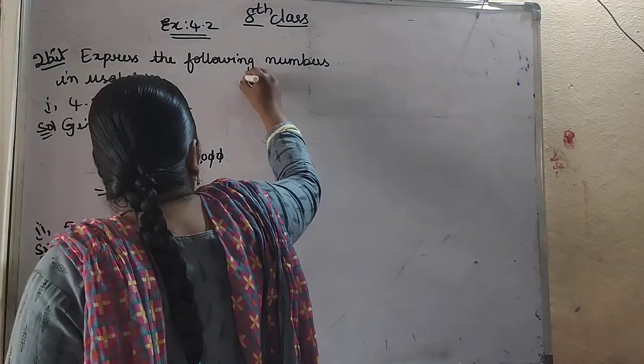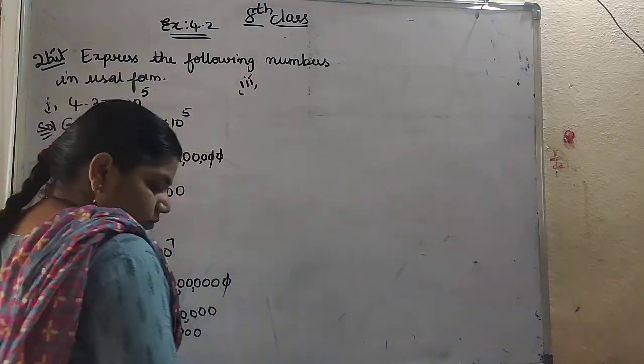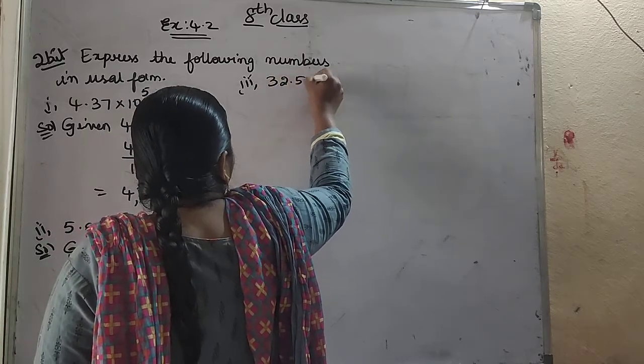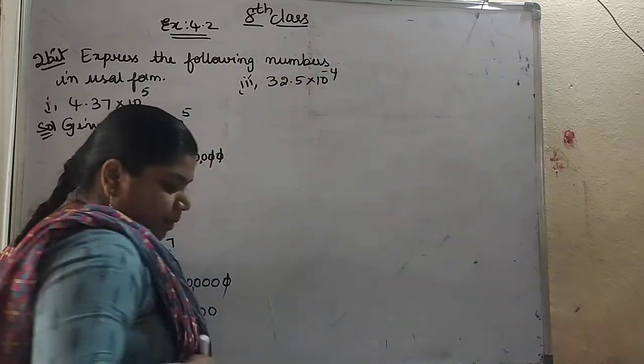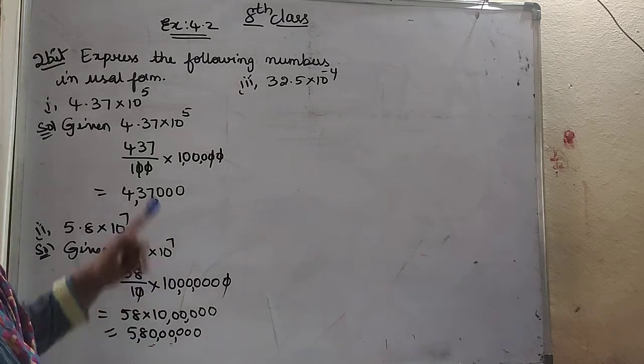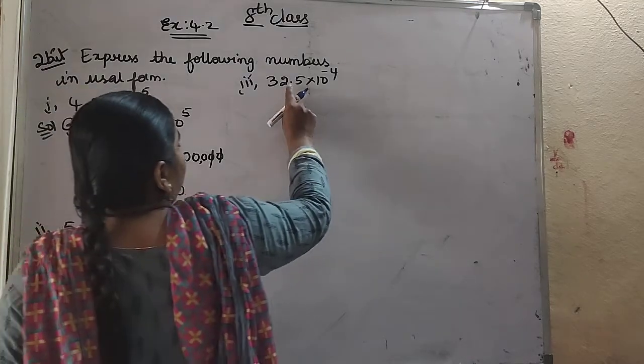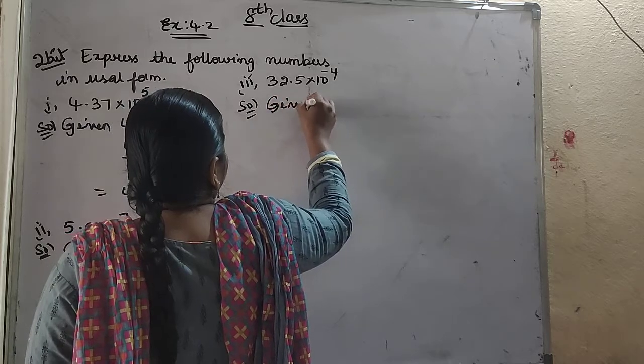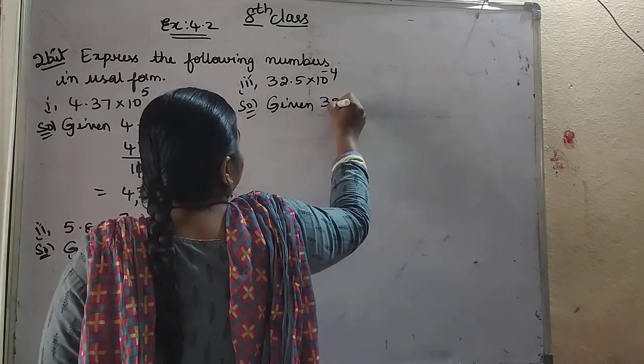And next, third one, 32.5 into 10 power minus 4. So the power is in negative form. So it is the smallest value. And after point you are having only one digit. That means in denominator you will get only 1 zero.